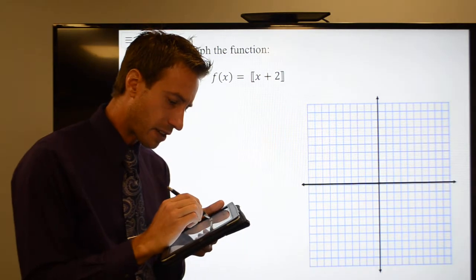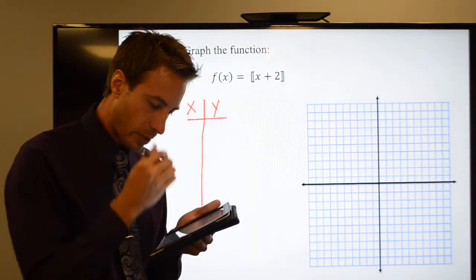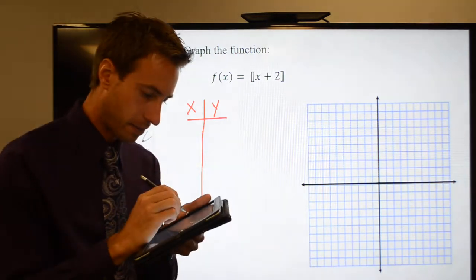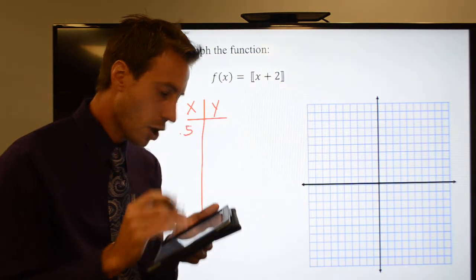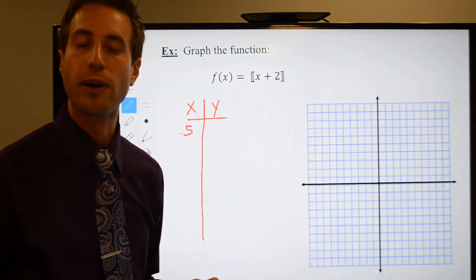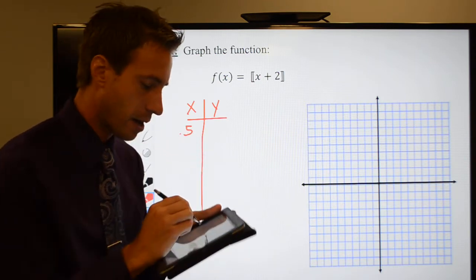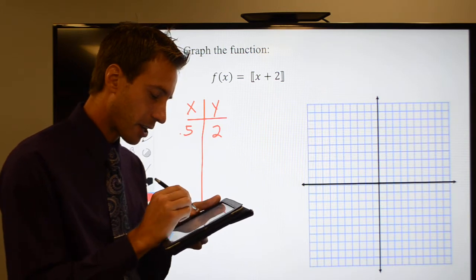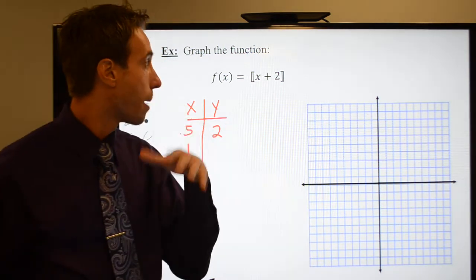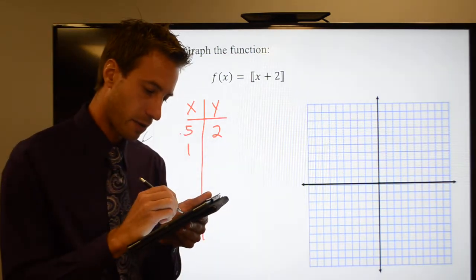So here we go. Let's pick a few points that are going to be easy to do some math with, and let's see what we get. Let's start off with 0.5. Well, I plug a 0.5 in. 0.5 plus 2 would be 2.5. I need the greatest integer less than or equal to 2.5. Of course, that's a 2. Then I'm going to go to 1. Well, I plug a 1 in. 1 plus 2 is 3. The greatest integer less than or equal to 3, well, that's itself. That's 3.